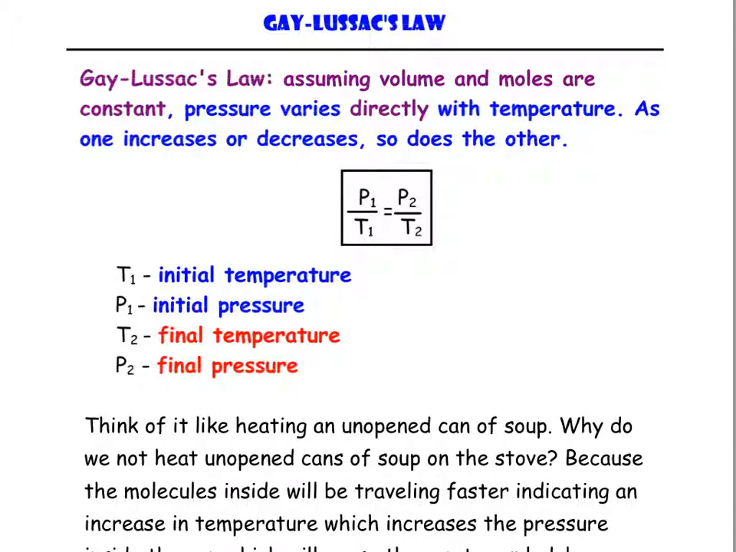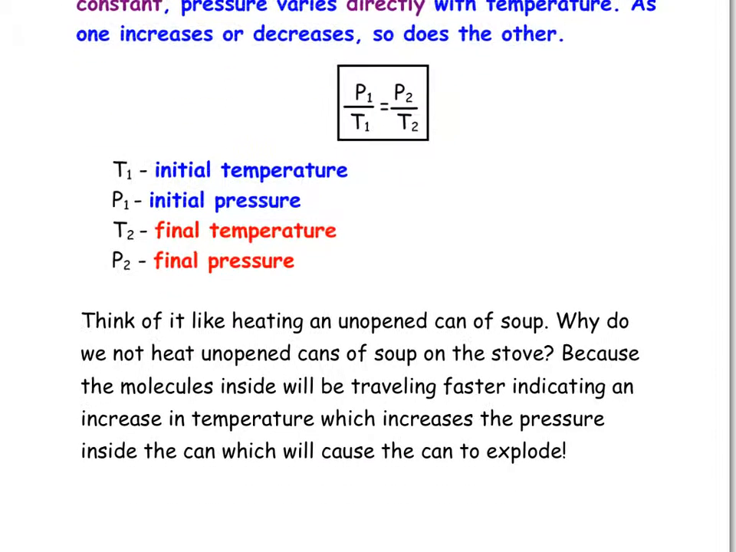The third law that we're going to learn about is Gay-Lussac's law. Gay-Lussac assumes that volume and moles are constant and pressure varies directly with temperature. So as one increases or decreases, so does the other. A good example of this is an unopened can of soup.